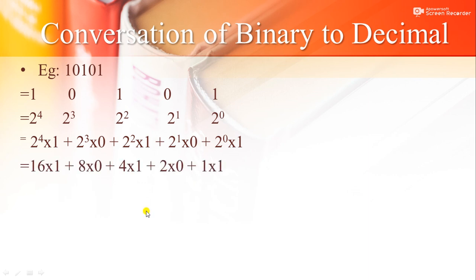Next, 2 raised to 4 is equal to 16. So 16 into 1; 2 raised to 3 is 8, 8 into 0; 2 raised to 2 is 4, 4 into 1; 2 raised to 1 is 2, 2 into 0. And over here 2 raised to 0 is 1, so 1 into 1. Now next, 16 into 1 is 16, 8 into 0 is 0, 4 into 1 is 4, 2 into 0 is 0, 1 into 1 is 1. Now add these numbers, that is 16 plus 4 plus 1, that is 21.